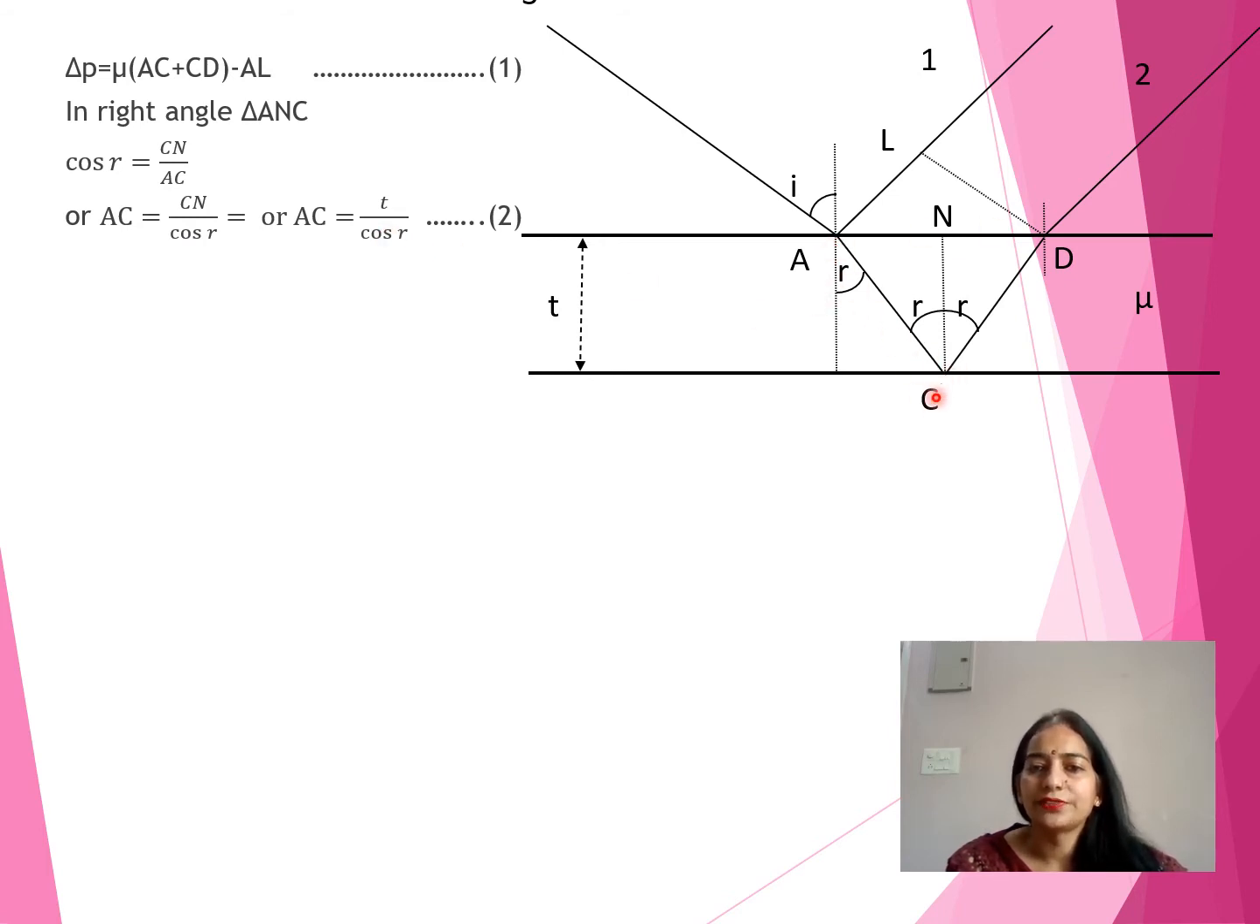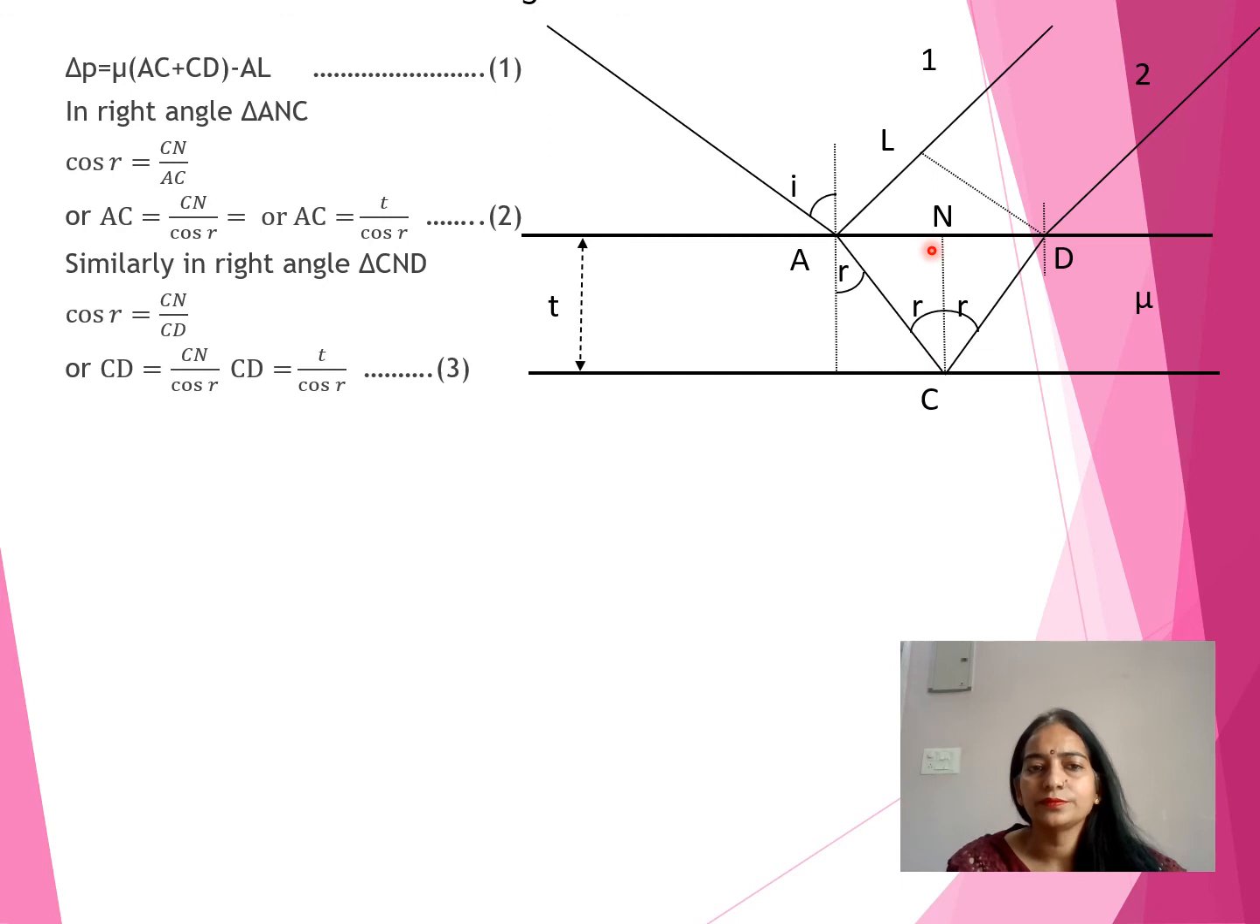Similarly, we see triangle CND and apply cos r. Cos r is equal to CN upon CD. CN is the thickness of the film. So CD equals t upon cos r, equation 3. So we now have the values of AC and CD.